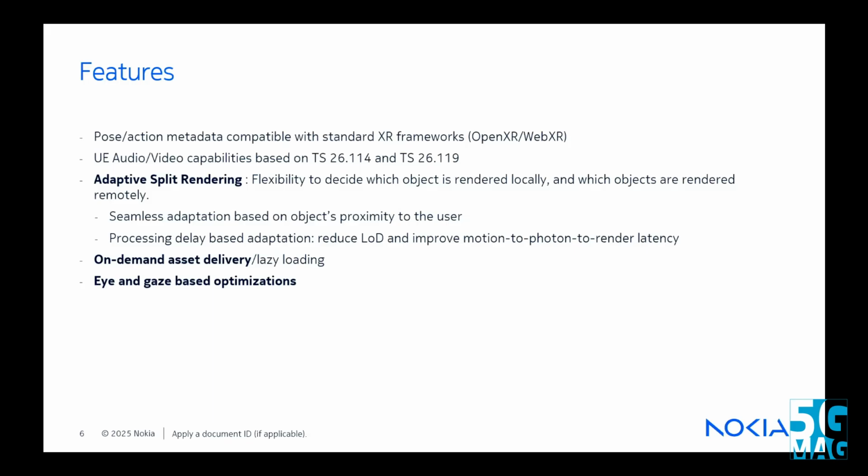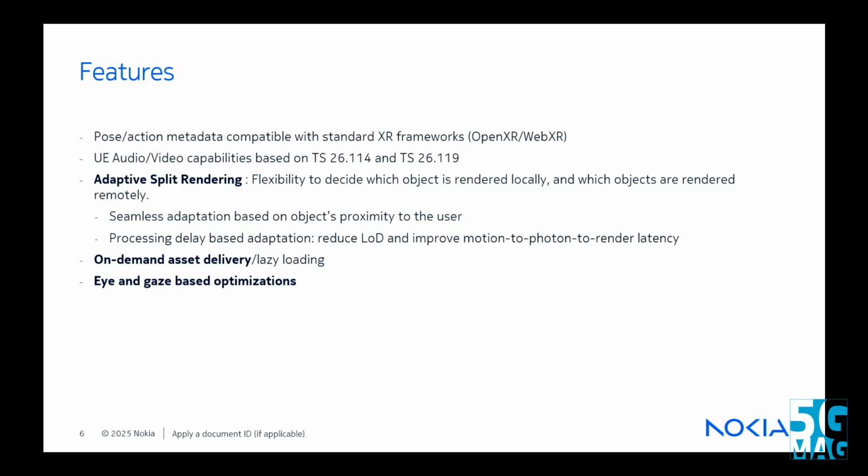Then we have features for adaptive split rendering, which allows more flexibility to decide which object is rendered locally and which object is rendered remotely. This can be used, for instance, to reduce the battery consumption on the device, or maybe used for cases where you have some interactive objects that are better rendered on the device because of delay. Then within these, there are two main features, although adaptive split rendering, as far as I understand, is something you can leave to implementations.